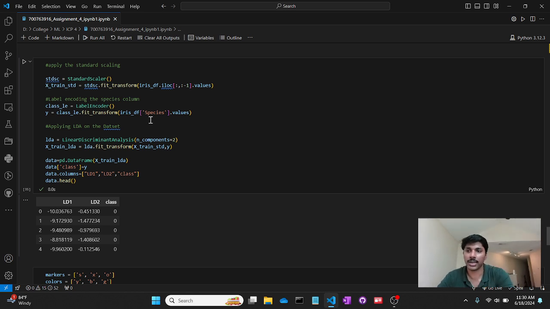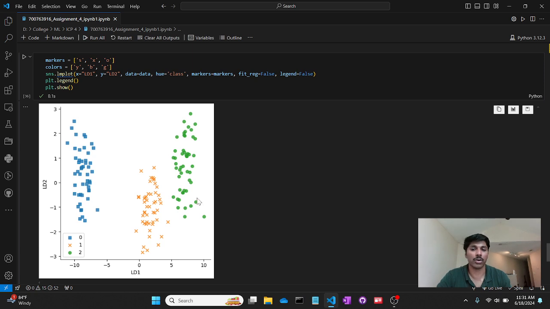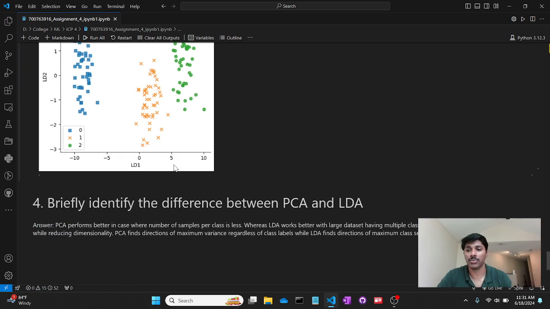Then we apply LDA to reduce the number of columns to just two main components that best separate the different types of flowers. Iris is a flower, and we have multiple iris species. And at last, I plotted all the data here to display it.